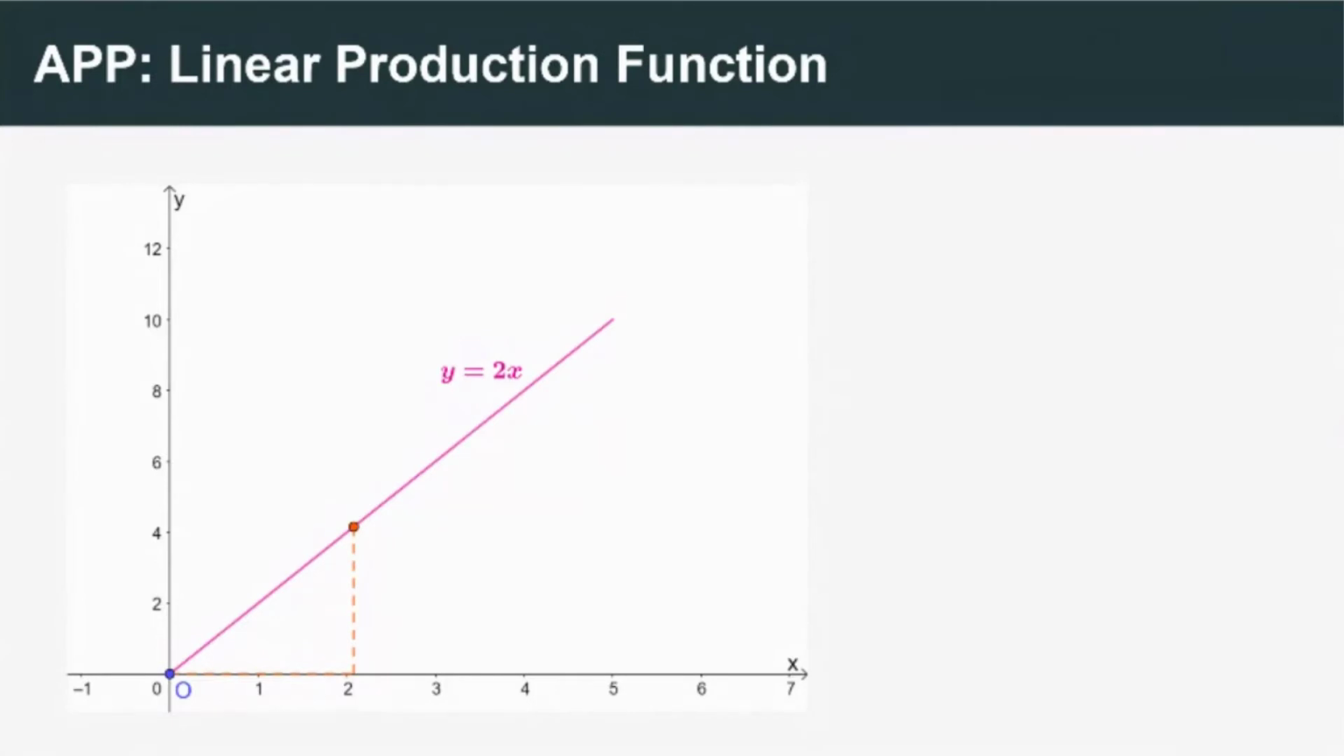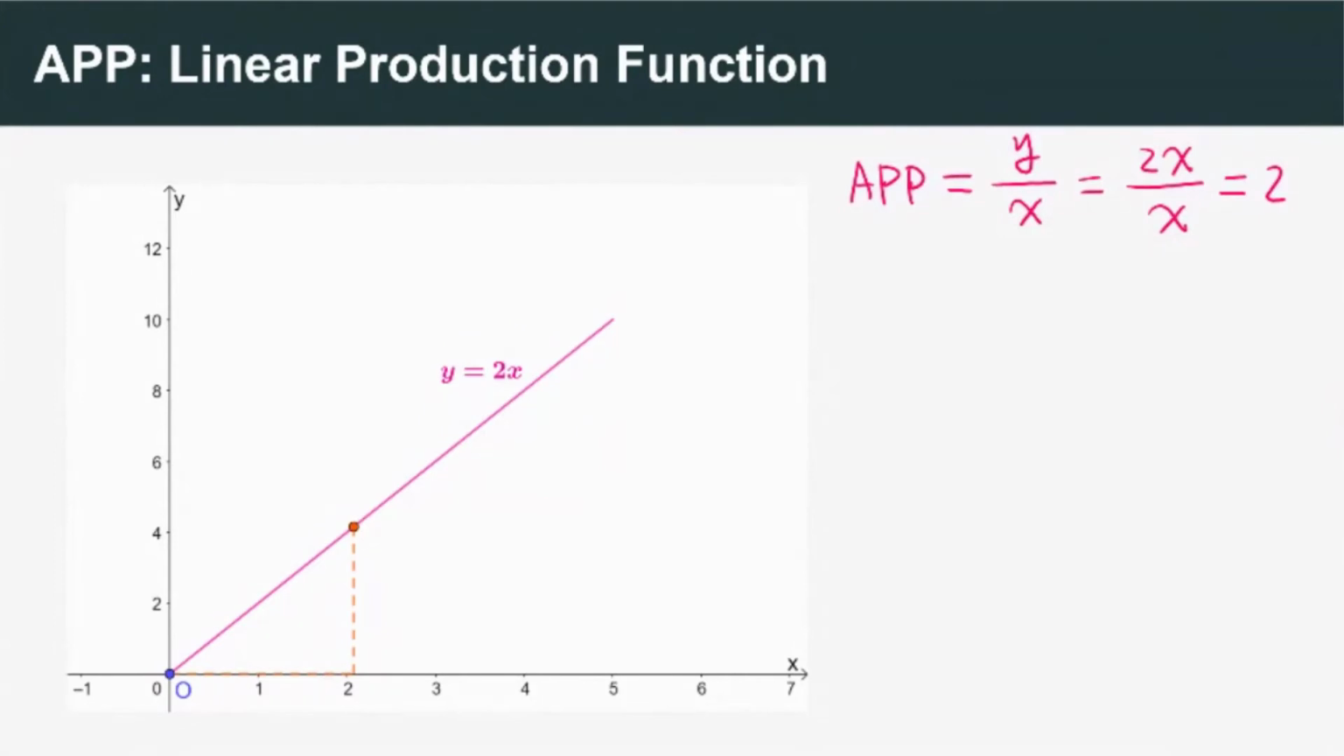Let's use an example to explain how you calculate APP. Actually, let's start with the simplest example where you have a linear production function. Here I use y equal to 2x as an example. And remember, let me first write down how we calculate APP. APP is equal to y over x. And if we have the production function of y equal to 2x, you can calculate that APP is equal to 2 everywhere.